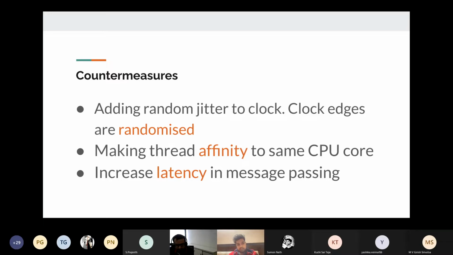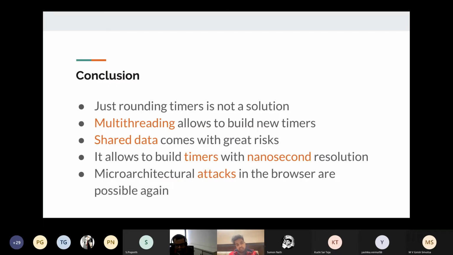So these are some of the countermeasures. And finally, coming to the conclusion, just rounding timers or lowering the resolution of performance.now is not a solution. Multi-threading is a very useful technique, and we can see that SharedArrayBuffer and message passing are both built on multi-threading techniques. It is a very important technique which is used to build new timers.